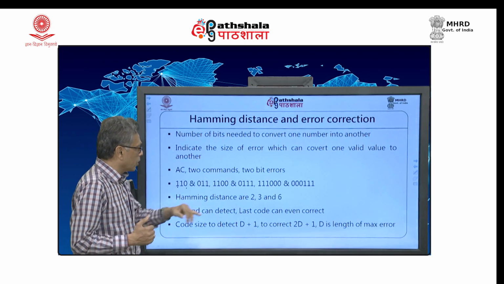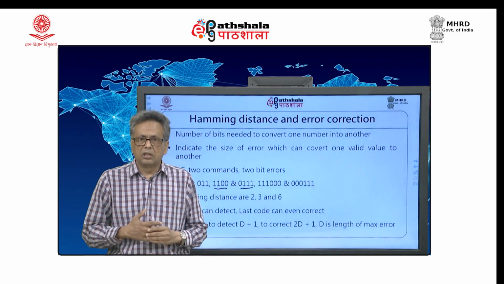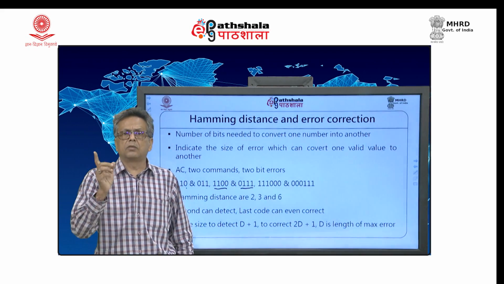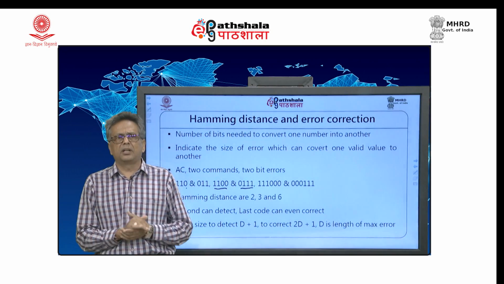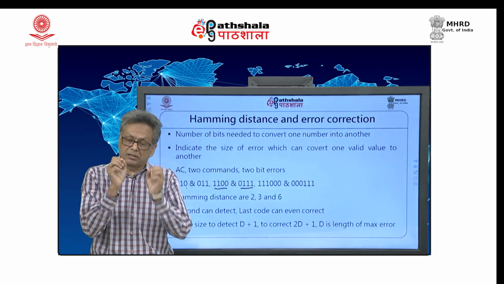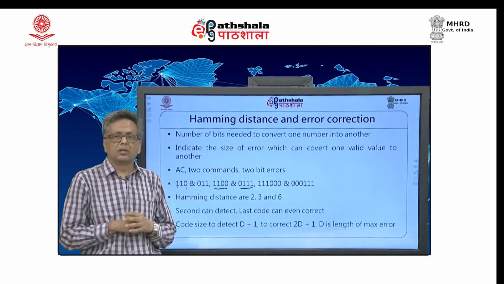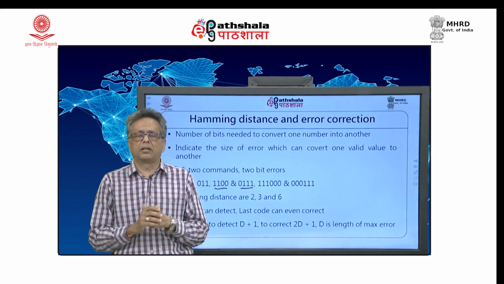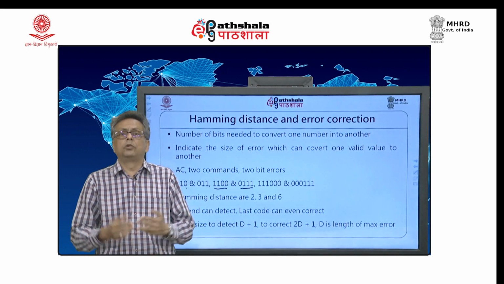For the same problem, if I use a slightly different code which is shown here, this code guarantees that I cannot change 2 bits to convert one valid code into the other, I need to change at least 3 bits. So, if there is a 2-bit error, the receiver will be able to catch it. The code is erroneous, because if you change any 2 bits of this particular code, what you get is an invalid code. So, you know that there is something wrong. So, you can detect the error, but will you be able to correct that error? You will not, because you do not really know what the original value is.